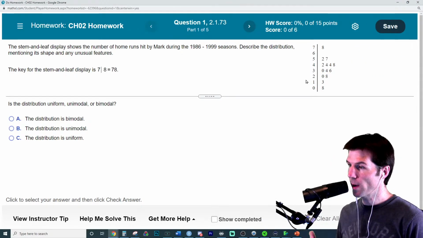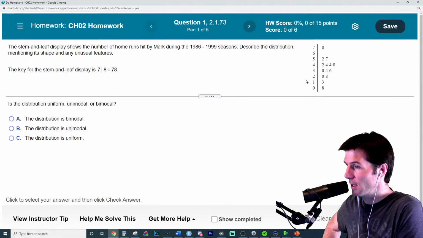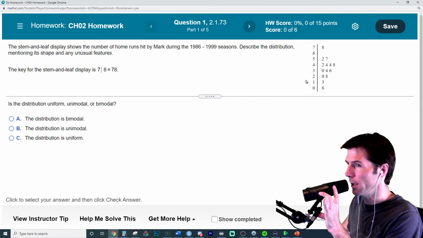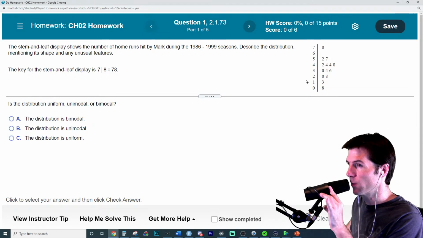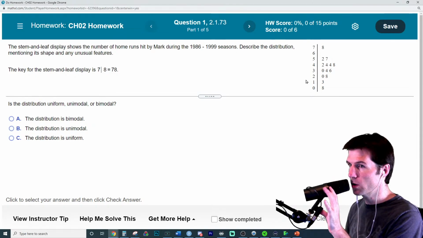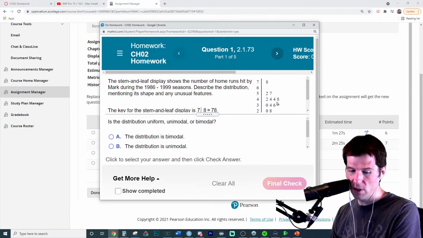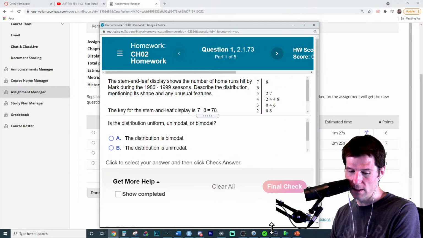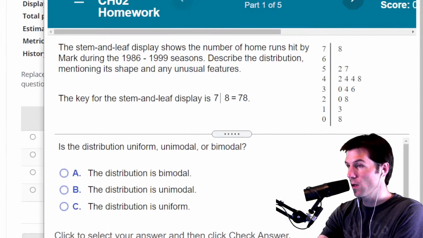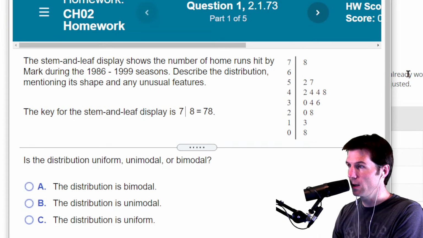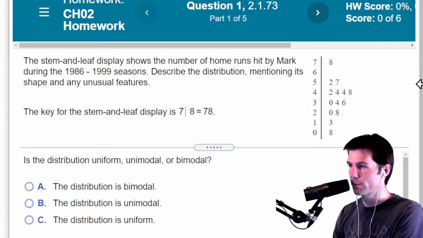So we have some terminology we haven't heard yet. We will be covering this in class, and these assignments are coming up, not due yet. But we have here a what? A stem and leaf. So what was the most amount of home runs that Mark McGwire hit in a season?